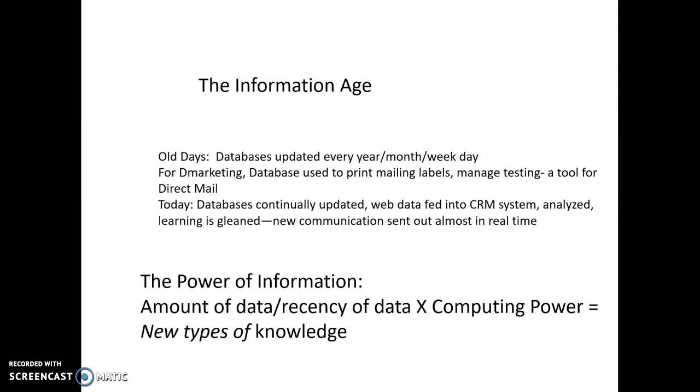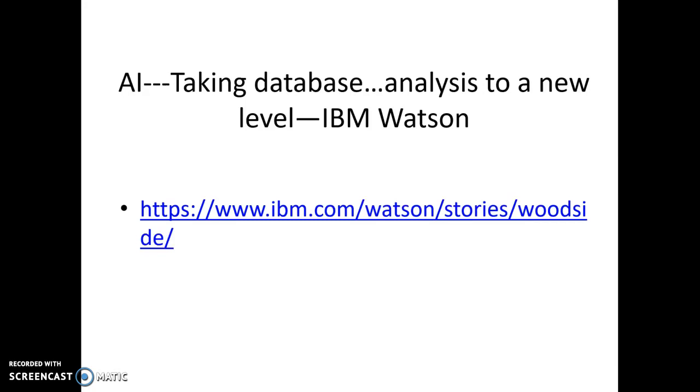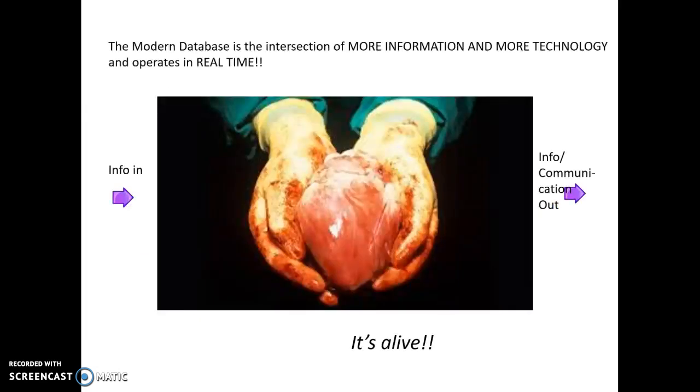And the power of information basically is the amount of data over the recency of data times computing power. And this all leads to something we talked about before, which is like this ultimate sort of artificial intelligence computing power. I think we've already looked at Watson. I don't think we need to do that again.